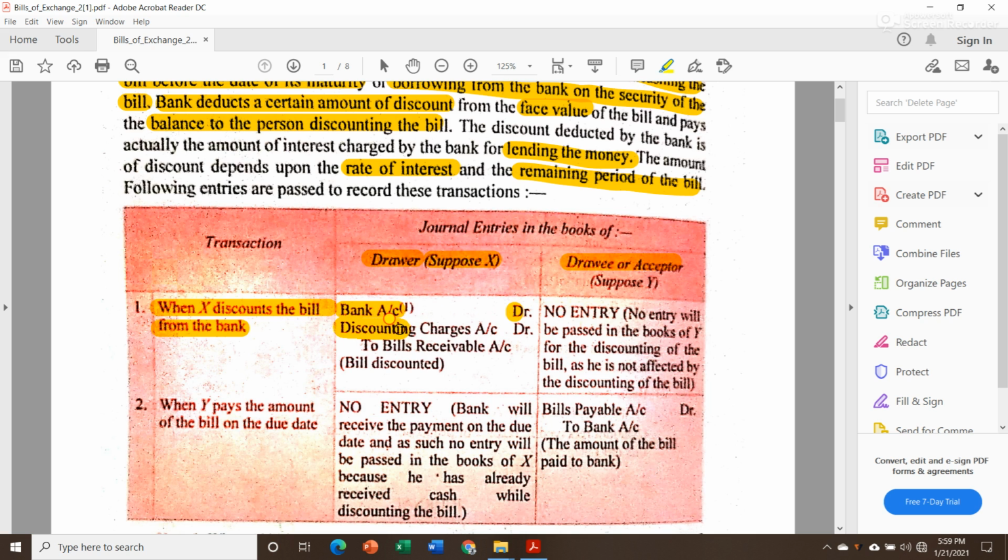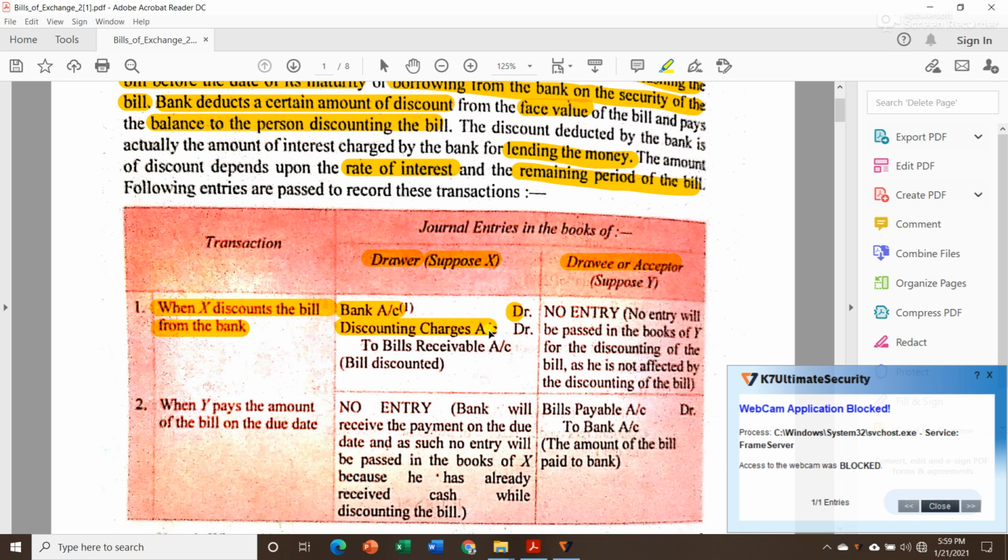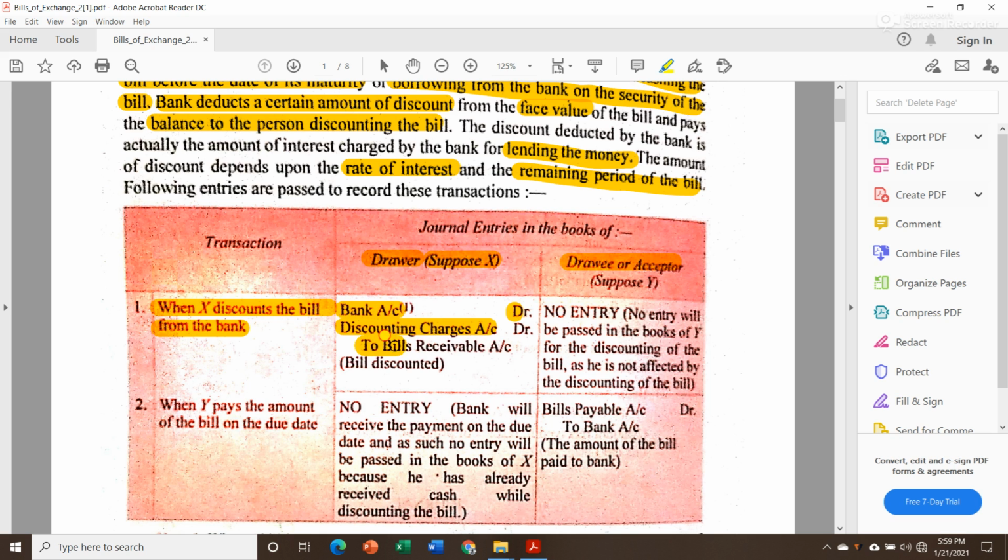Then the discounting charges, which is nothing but the amount of discount that we will calculate, and then bills receivable account, because after giving this bill receivable to the bank, he is getting money. So bill receivable is going out from the business, and according to the real accounts rule, credit what goes out.